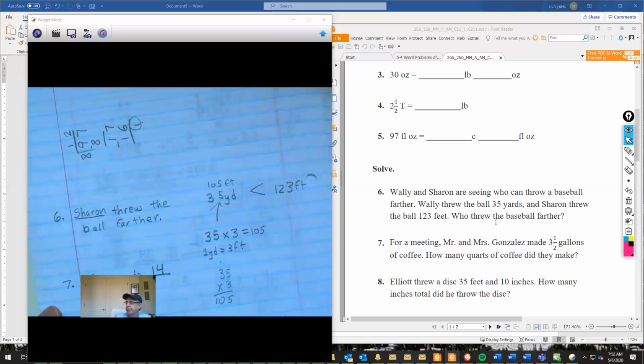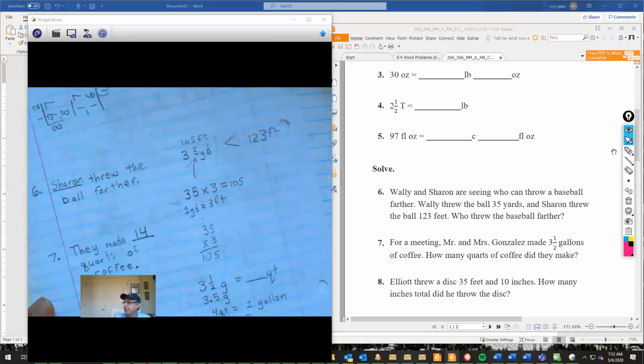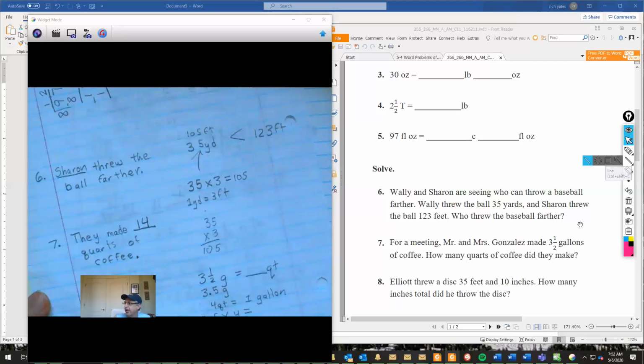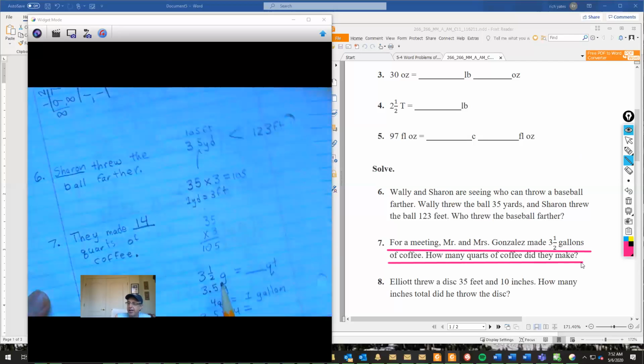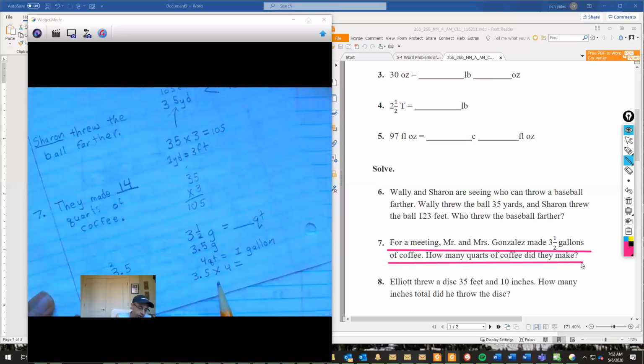For number 4, it says, for a meeting, Mr. and Mrs. Gonzalez made 3.5 gallons of coffee. How many quarts of coffee did they make? So, boys and girls, on this one we're going to be converting the gallons into quarts. I wrote it down here: I know that 4 quarts equals 1 gallon.